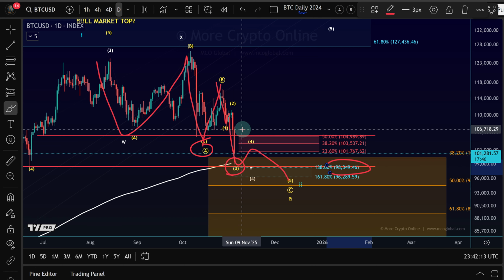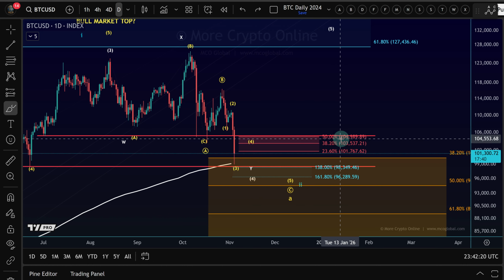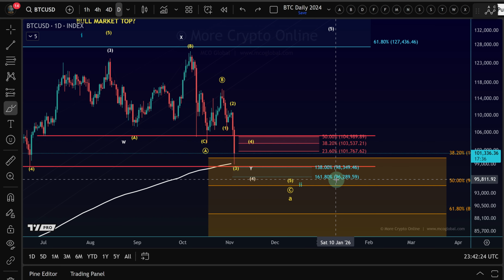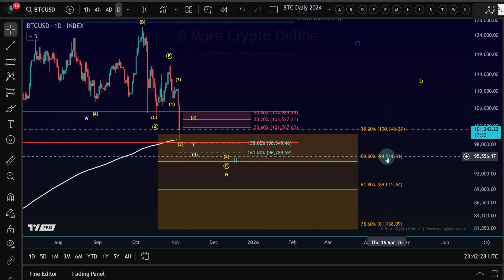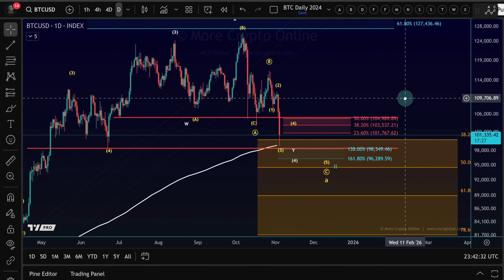It would look best with another low, the internal third wave, but I can't rule out that wave 4 is already starting. In that case, we should stay below 104,989 and then get one more low to at least 96,289. There's another level there at 94,511. That gives you the parameters for the coming sessions.